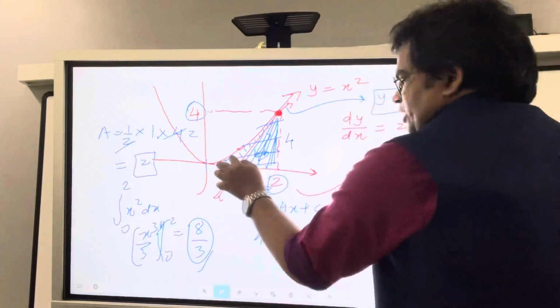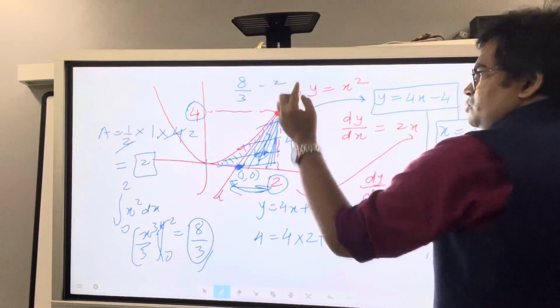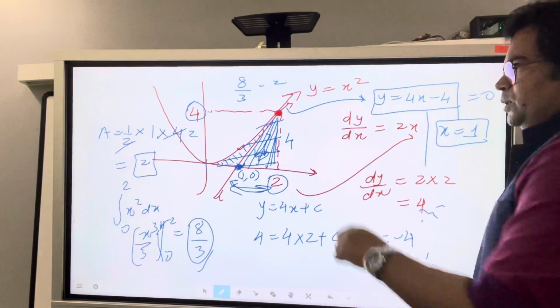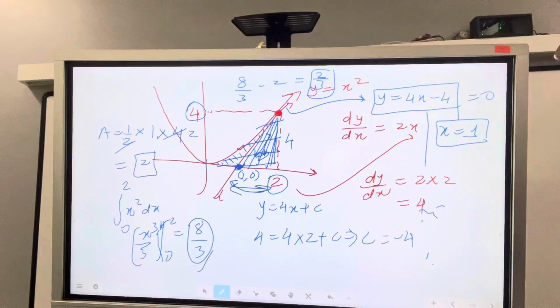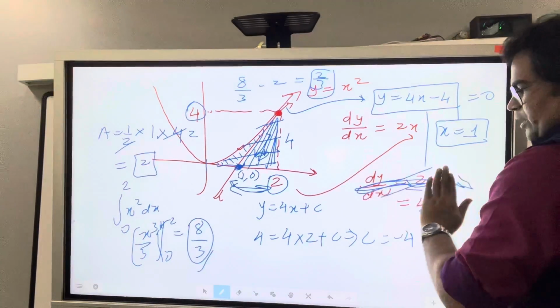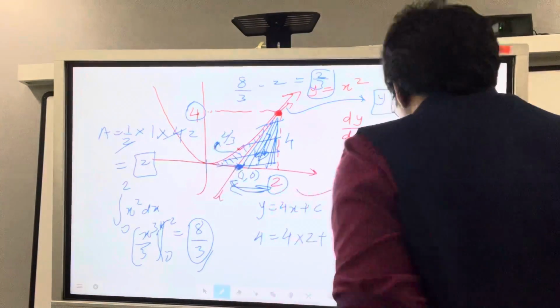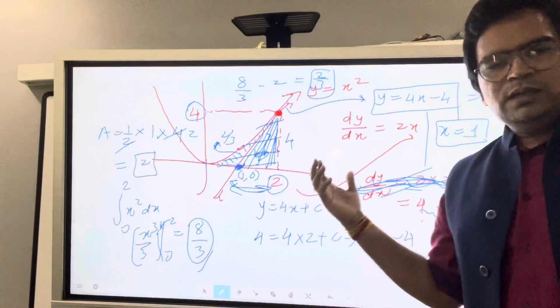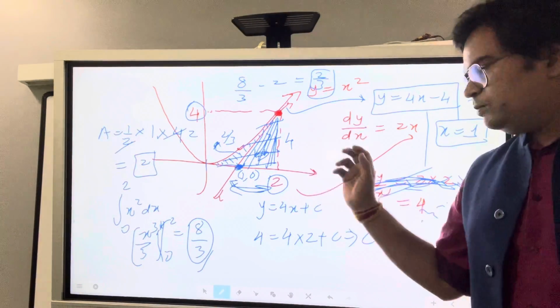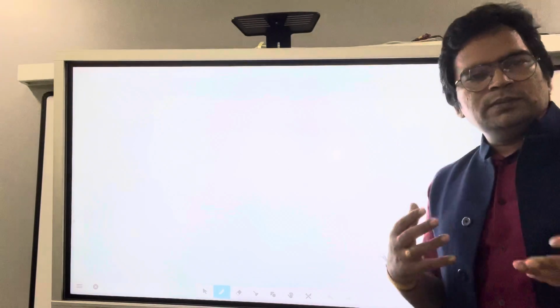Now to get the shaded area, I'm going to do 8 over 3 minus 2. That's nothing but 2 over 3 as the answer. So the area of the shaded part that we have got, after everything, is going to be 2/3. So that's how I calculate the area, mixing concepts all together in one particular problem. Now let's take one problem that has multiple approaches.